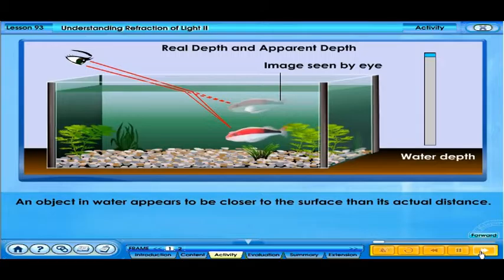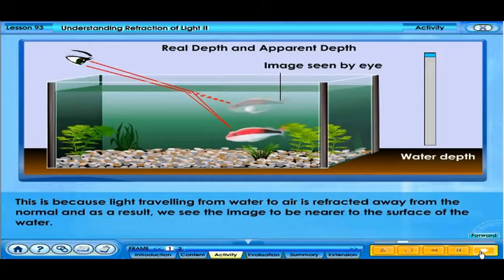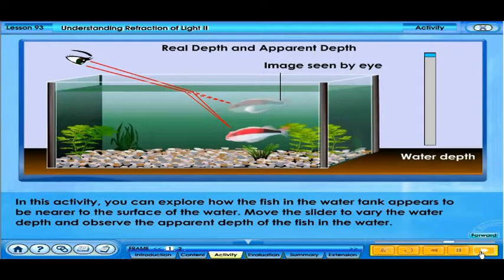An object in water appears to be closer to the surface than its actual distance. This is because light traveling from water to air is refracted away from the normal, and as a result, we see the image to be nearer to the surface of the water. In this activity, you can explore how the fish in the water tank appears to be nearer to the surface of the water. Move the slider to vary the water depth and observe the apparent depth of the fish in the water.